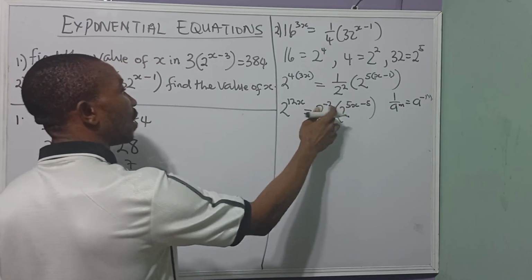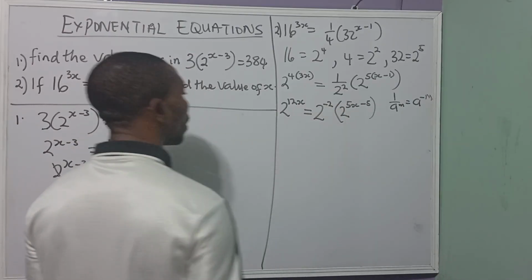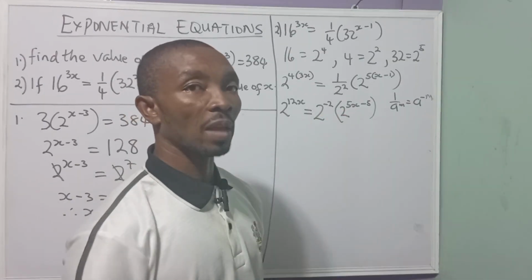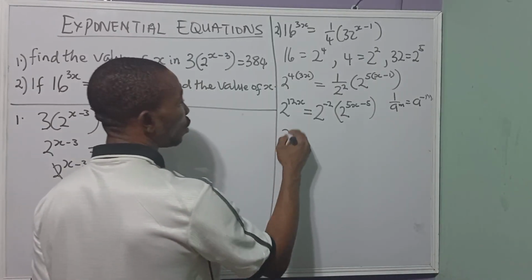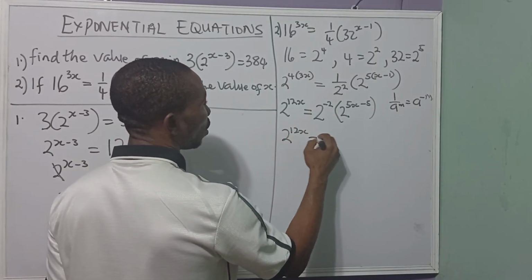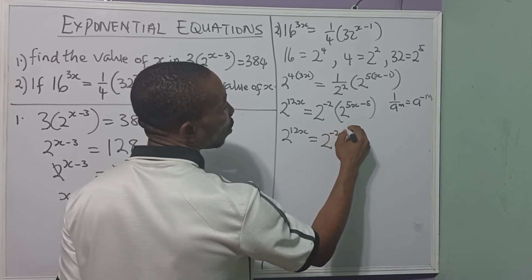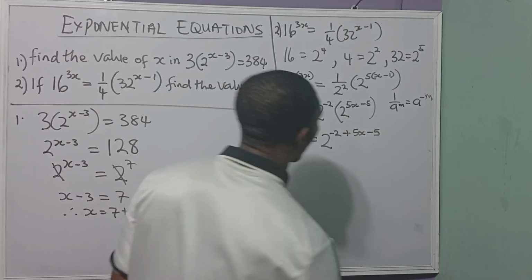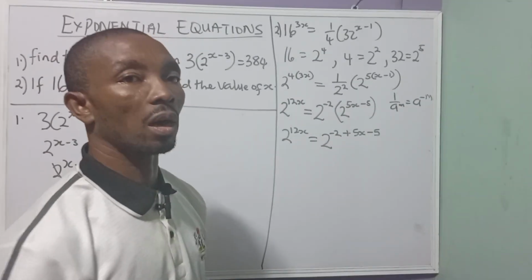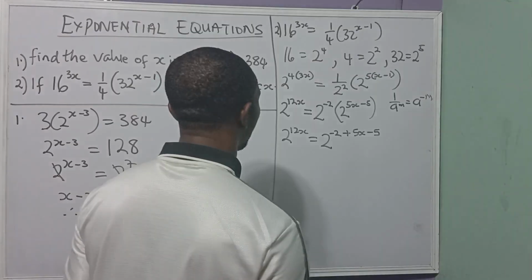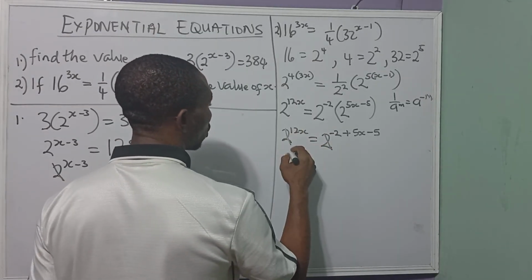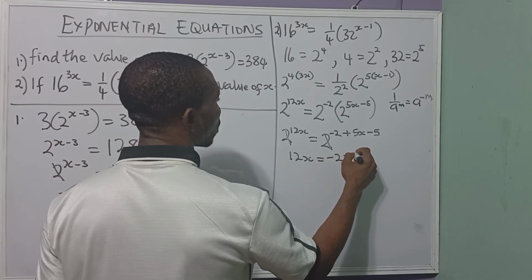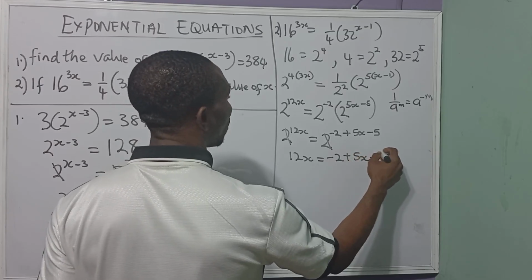Now remember that this is multiplying, and in our multiplication law, multiplication of indices turns to addition. So we have 2 raised to power 12x equals 2 raised to power minus 2 plus 5x minus 5. Now equating our bases, this will cancel this, leaving us with 12x equals minus 2 plus 5x minus 5.